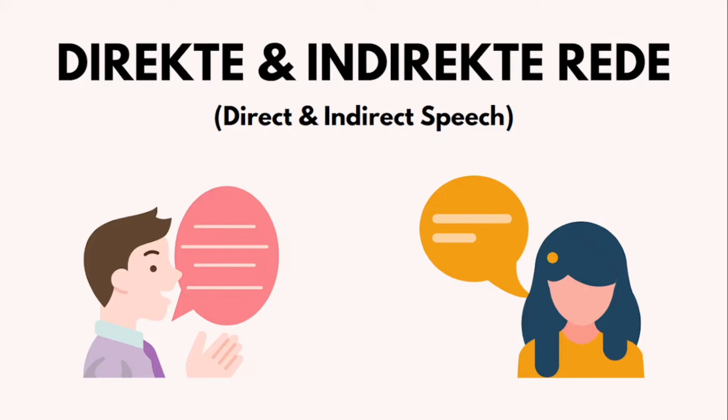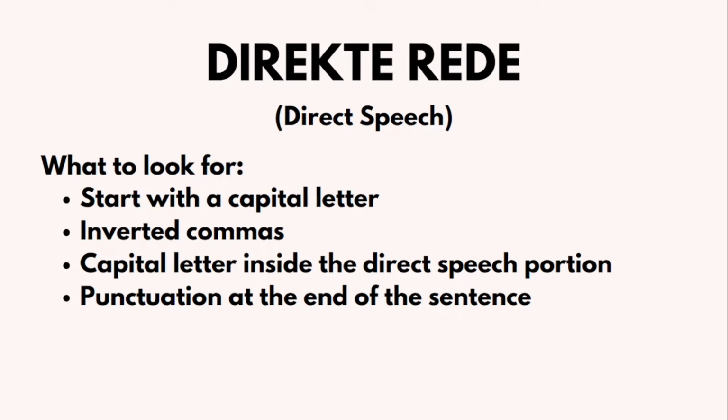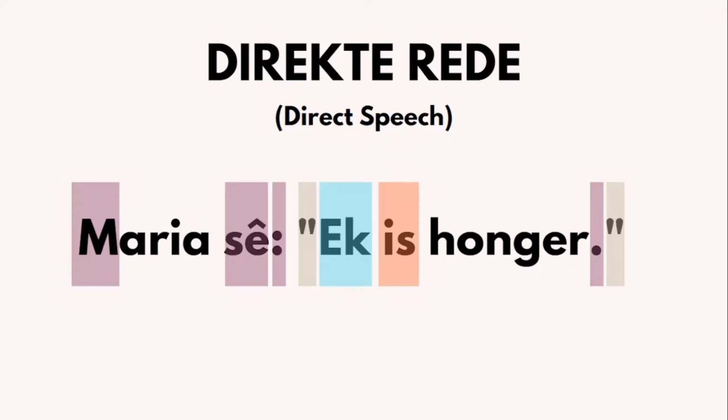Okay, let's get started. In direct speech, here are the things that you need to look at. You need to look at starting the whole sentence with a capital letter, ensuring that you have inverted commas, placing capital letters inside of the direct speech portion. That's very important. And then punctuation at the end of the sentence, also within the direct speech portion. Also very important. So let's dive into it.